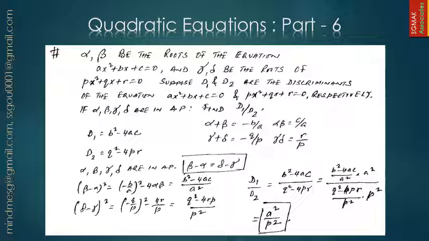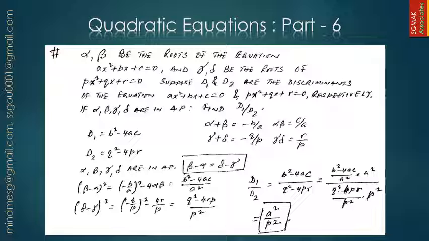It's again algebraic manipulation of some basic concepts. The sum of the roots alpha plus beta is minus b over a. The product of the roots is c over a. For the second equation, gamma plus delta is minus q over p, and gamma times delta is r over p. Now since alpha, beta, gamma and delta are in AP, if I take two consecutive terms, the difference remains the same. Beta minus alpha equals gamma minus beta equals delta minus gamma.